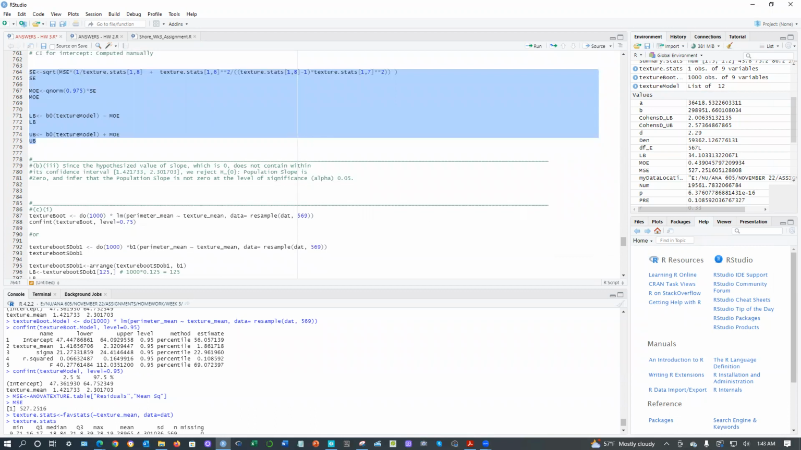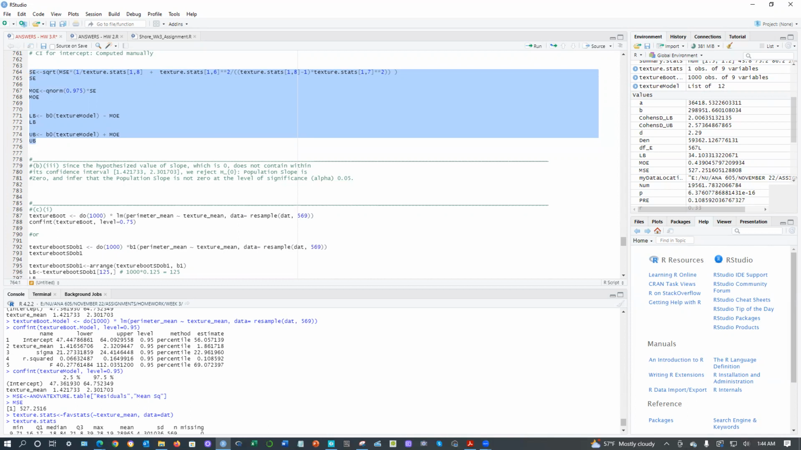And part B, question number three: are you confident the population slope is not zero? Since the hypothesized value of the slope, which is zero, does not lie within this confidence interval, we can say that the population slope is not zero. Okay, so then you can do the same thing for the 75%.